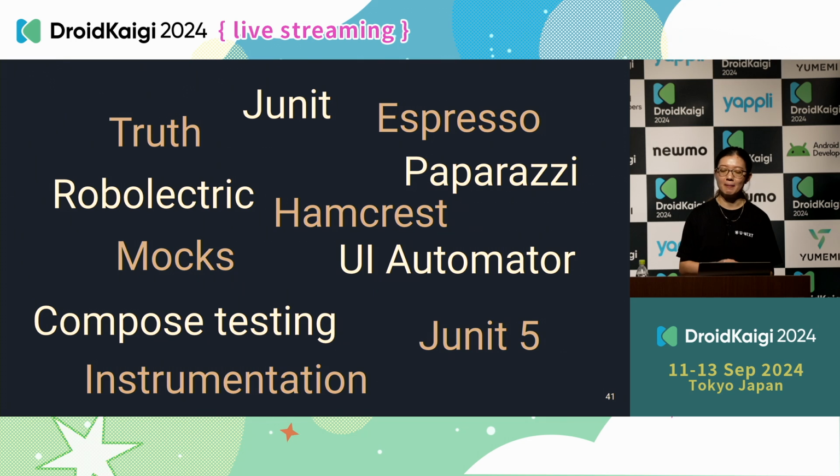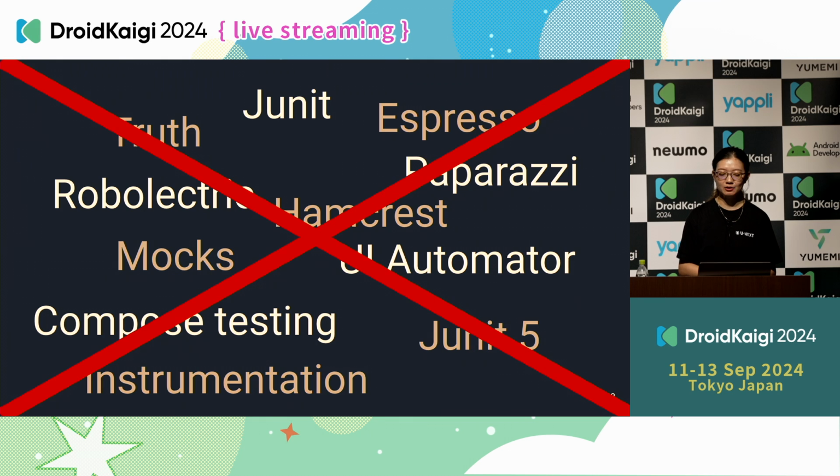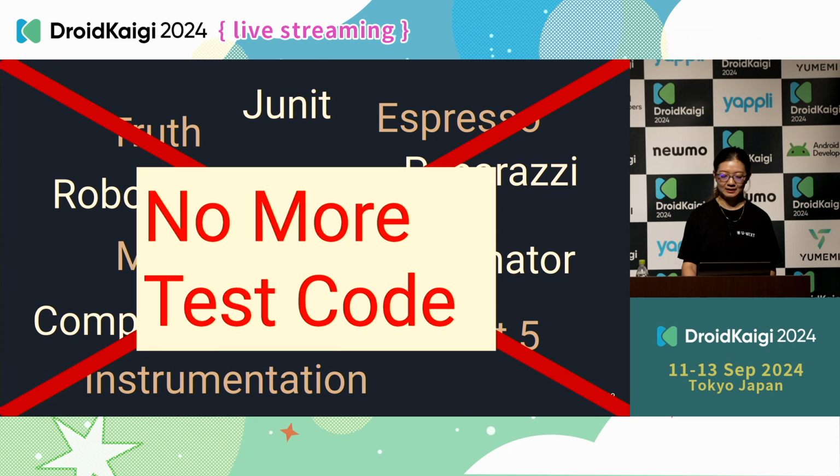Let's recap what happens if we want to write test code. We often have to juggle various testing tools and frameworks like JUnit, Espresso, Robolectric, Mockk, and other things. That's a lot to manage and a lot to learn. But what if we could simplify this? This is where the promise of automation and smarter tools like CPST comes in, eliminating the need to manually write all this test code for screenshot testing.